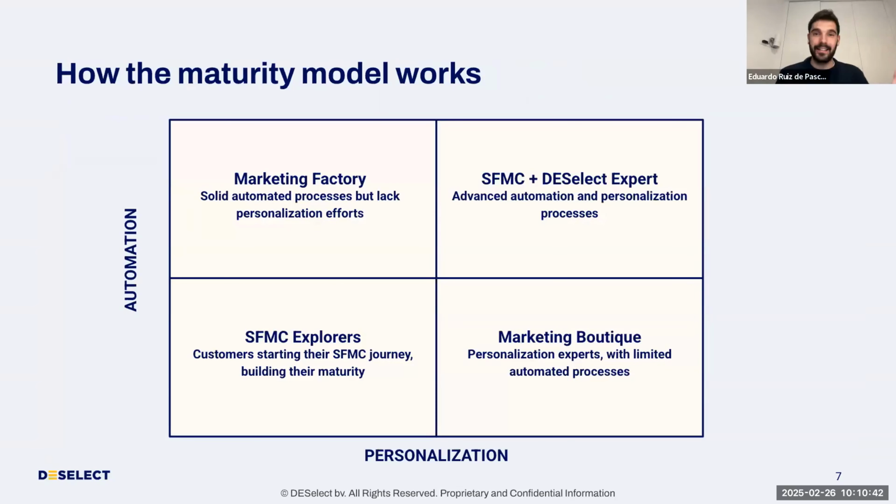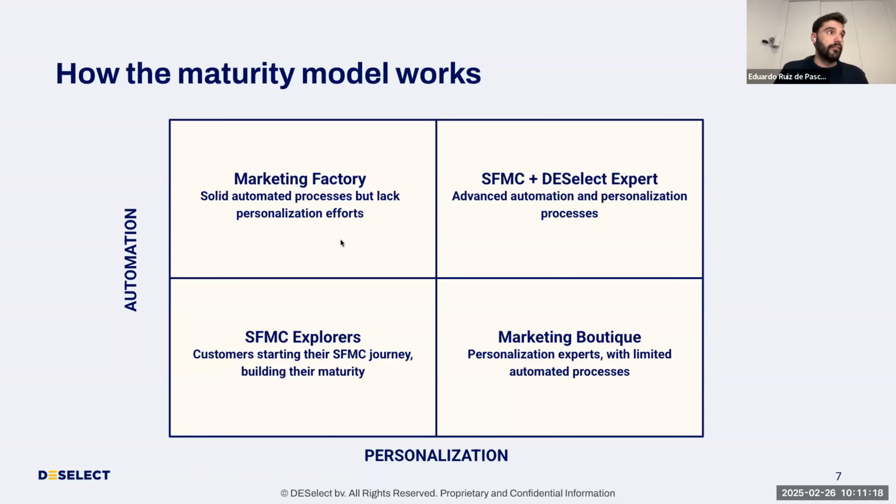Once we have these two verticals, these two groups of initiatives, what we did was create this diagram here, where you can see the vertical axis is the automation efforts, the x-axis is the personalization efforts, and then we can group customers based on how mature they are in these two verticals, right? Starting from the bottom left, you can see Salesforce Marketing Cloud Explorers. These are customers that are just starting with Marketing Cloud, setting the foundation of the tool, and checking where to go from here, right?